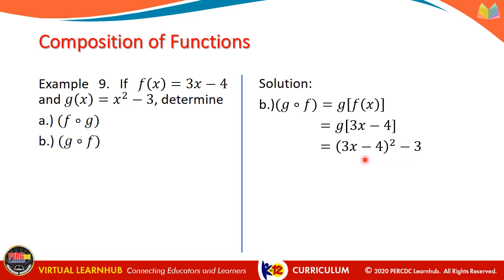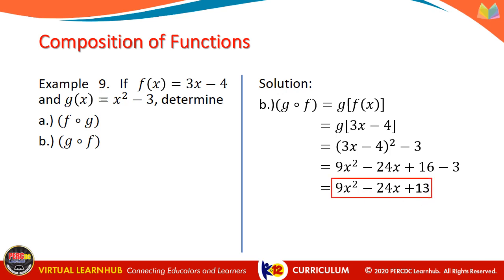Then expanding 3x minus 4 squared, that would be 9x squared minus 24x plus 16. And we still have here minus 3. 16 minus 3, that is equal to 13. Our g of f is equal to 9x squared minus 24x plus 13.